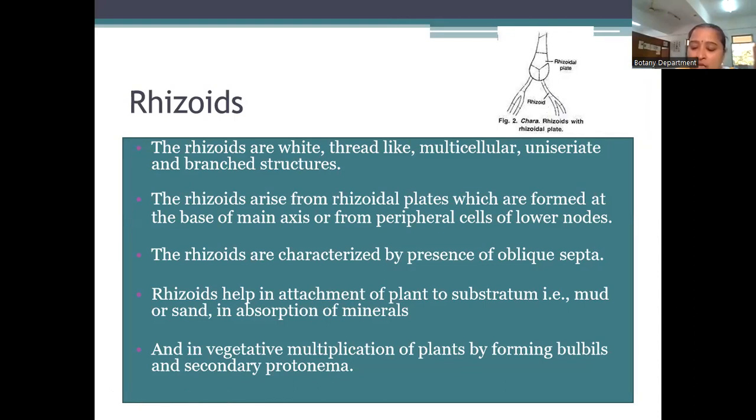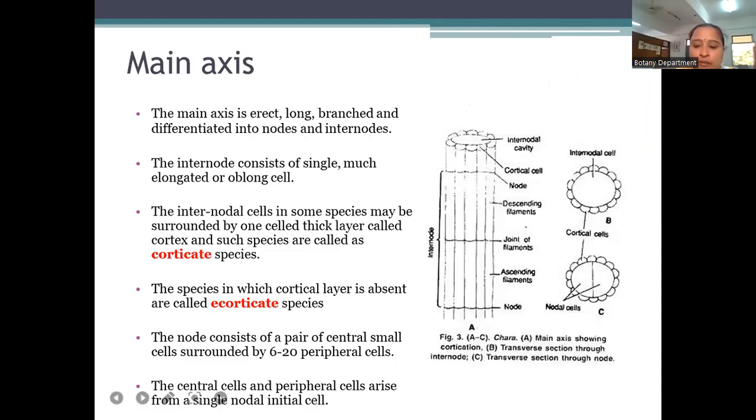The rhizoids are multicellular and oblique septa are present. See, these are multicellular rhizoids, with oblique septa also present. In the total plant body, the main axis is there, with nodes and internodes, and at the substratum, the multicellular rhizoids with oblique septa are present.